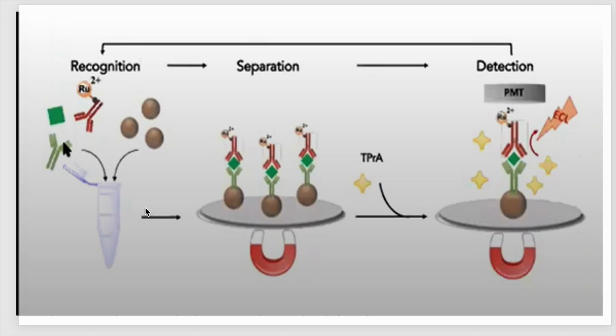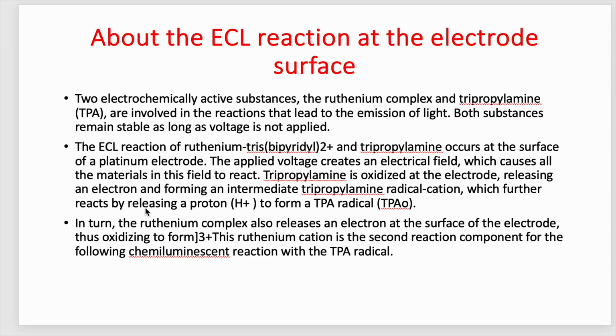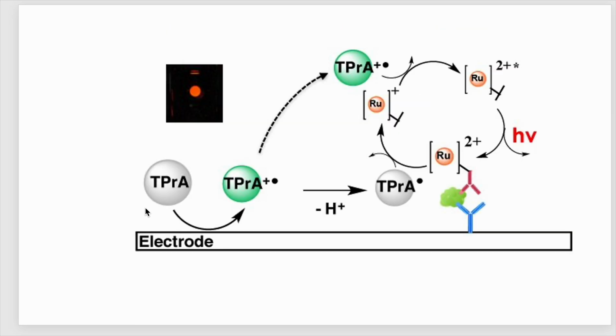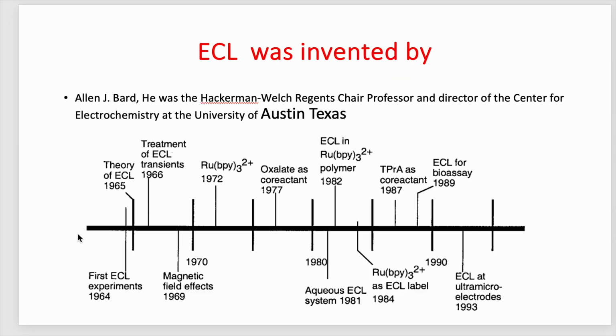I don't have time. YouTube has limited time, so let me go to the history a little bit on the schematic. Don't worry, all this I will explain later in other videos. In the 1920s, these light-emitting reactions were seen by everybody, but the first experiment was done in 1964. Then the theory was made, then the transient happened, then they introduced the magnetic field, then ruthenium, and so on.